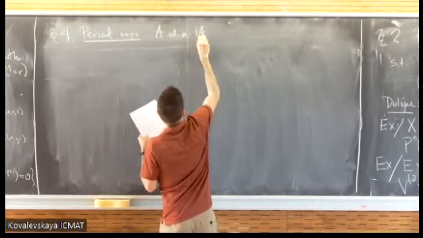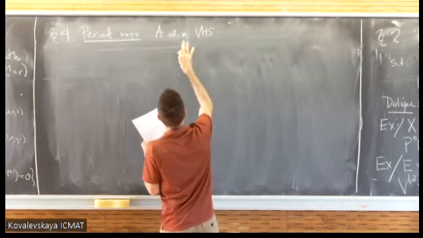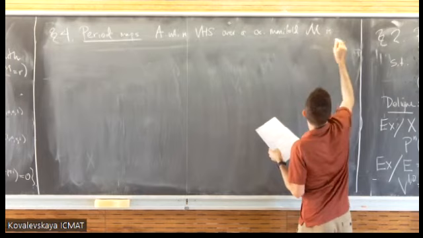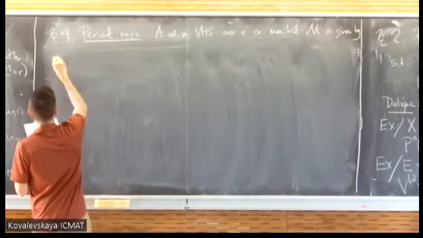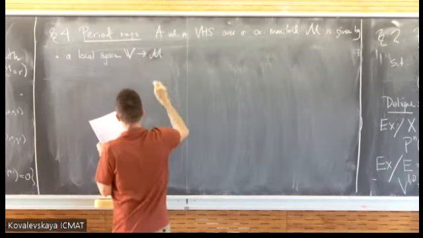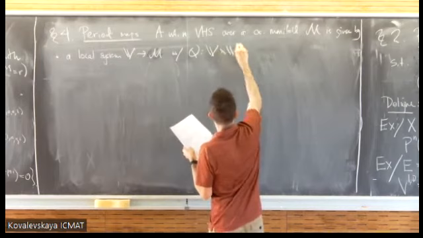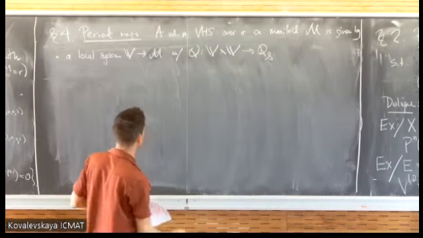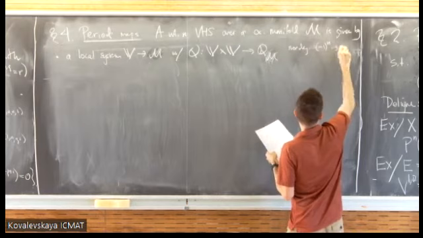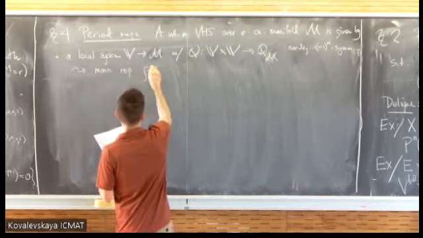weight n variation of Hodge structure, a weight n variation of Hodge structure over a complex manifold M is given by what? Two pieces of data: a local system, same thing as a monodromy representation, V over M, with Q, V cross V, to the constant local system over S, over M. Again, non-degenerate, (-1)^n-symmetric. So this gives rise to a global monodromy representation, rho, pi_1 of M to GL(V_Q).